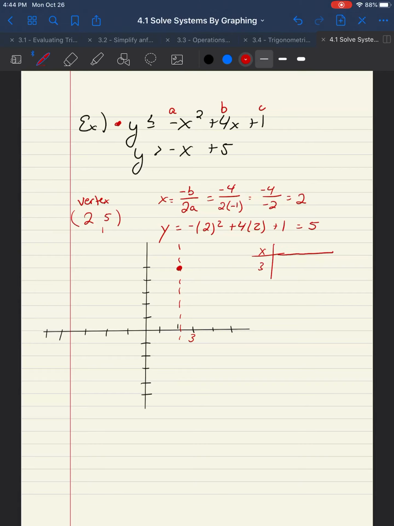Okay, this is what you just took a test over. That's why I'm kind of talking through this quickly. And you end up getting 4 here. So 3, 4, I reflect. Now I've got to decide what kind of line I'm going to create. So I'm going back up to the inequality. It's less than or equal to, so that means I'm going to draw a solid line. And less means I'm going to graph below.